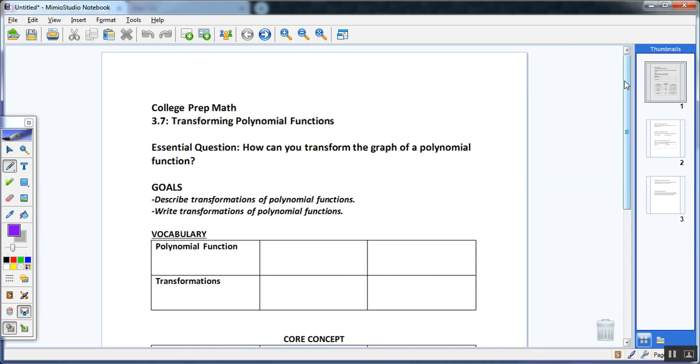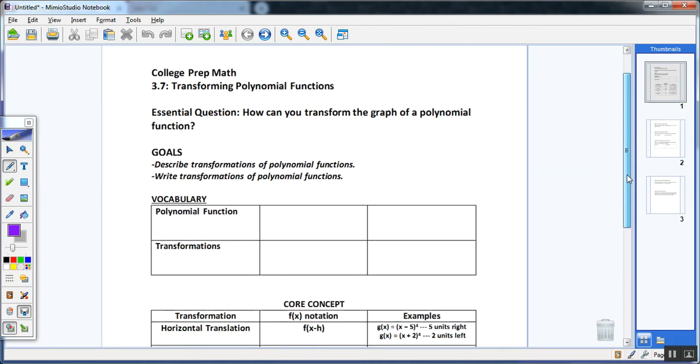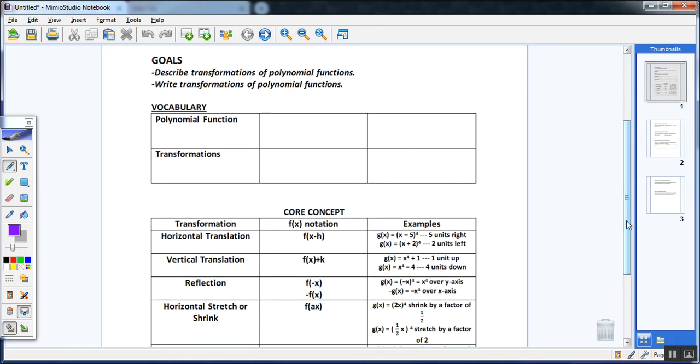Volunteer for my question here today. What are we trying to answer? Who wants it? How can you transform the graph of a polynomial function? Okay, how do we transform the graph of a polynomial function? So our goals today, describe transformations of a polynomial function, and then we want to look at writing transformations of a polynomial function.